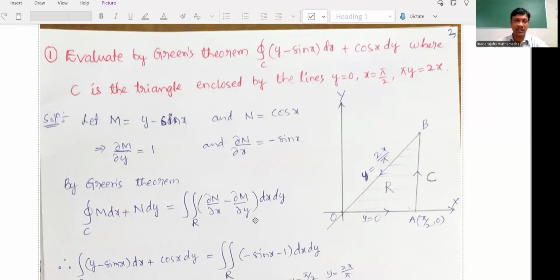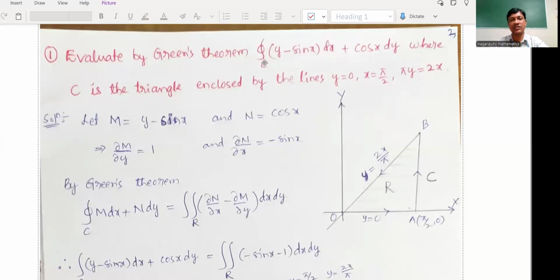So when evaluate is given in the problem, we have to solve only the right hand side of the Green's theorem. Okay, so what is the right hand side? Double integral over R of dou N by dou x minus dou M by dou y dx dy. So first we see the problem. So evaluate by Green's theorem.